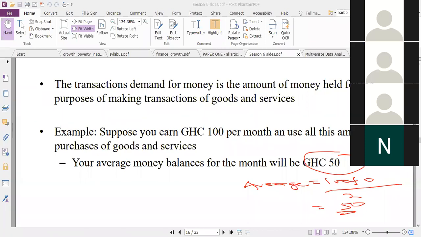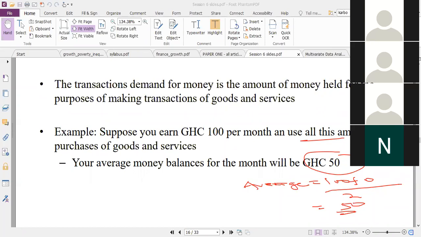Where do you get the two from? Finding average: when I ask you to find the average of something, I want to know the middle. So it is the 100 plus what you spent, and remember they said you spent all of it, so it's going to be the 100 plus zero, all over two, and this should give me the 50. So you get it?